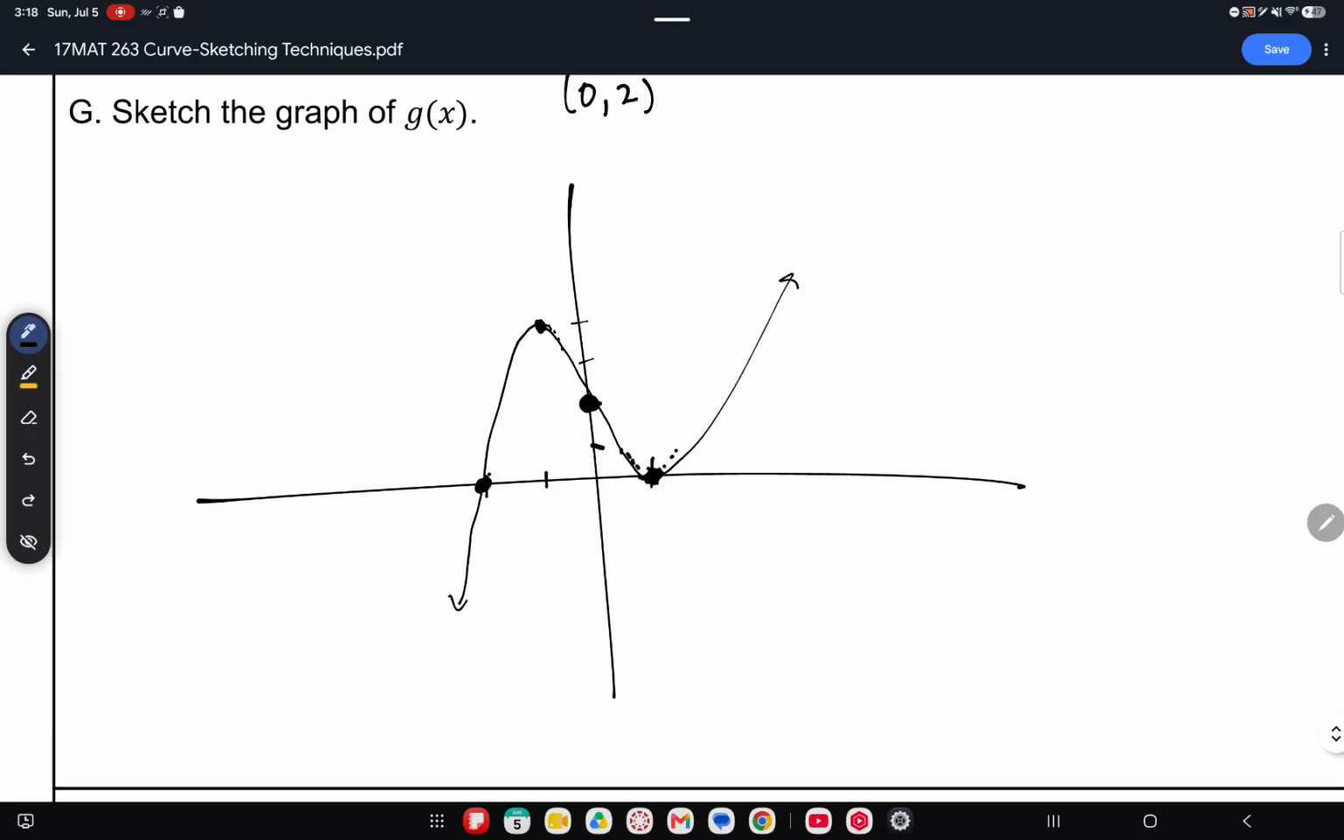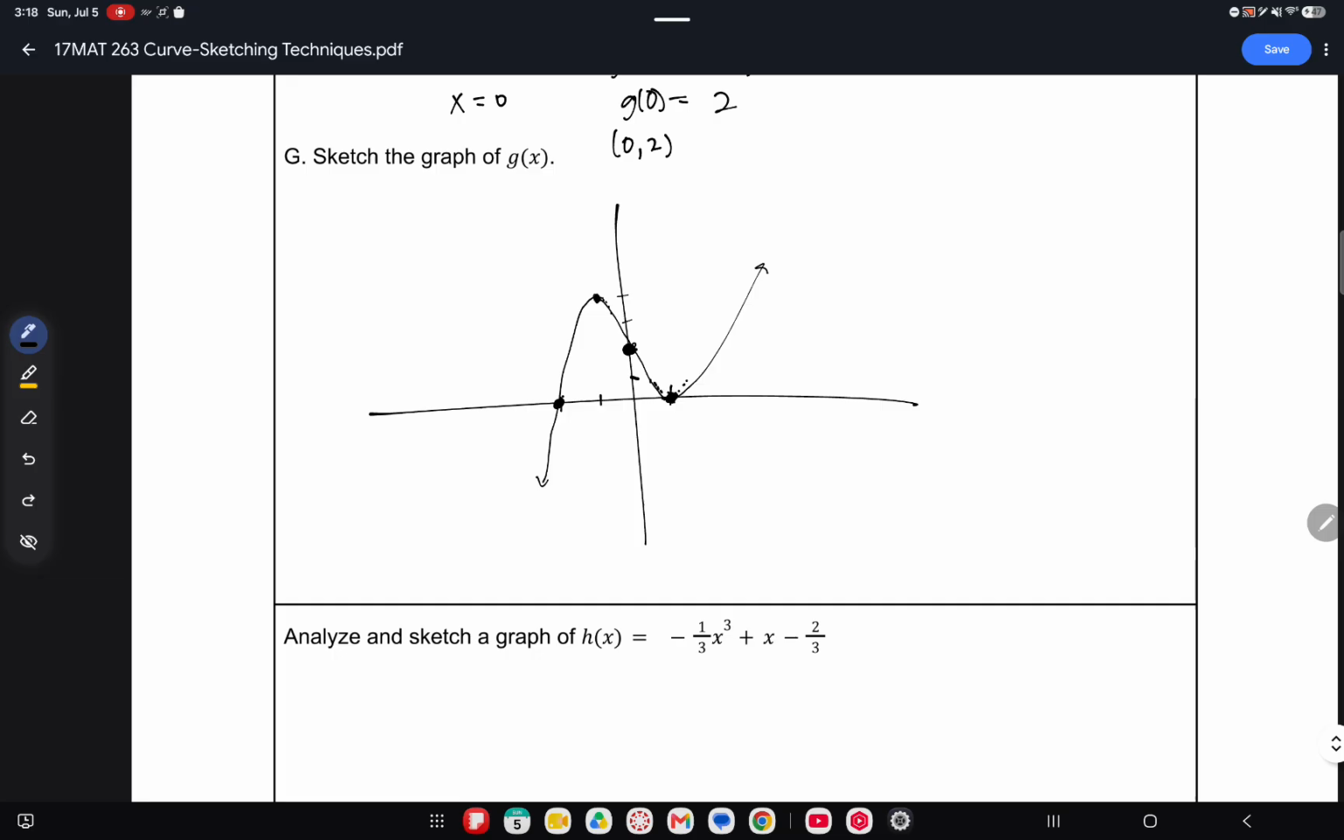And then let's double check our concavities. So we're concave down from -infinity to 0, which looks like what I have. And then concave up from 0 to infinity, looks like what I have. And an inflection point at 0, 2, also looks like what I have here. And we did our maximums and minimums. So we are good there.